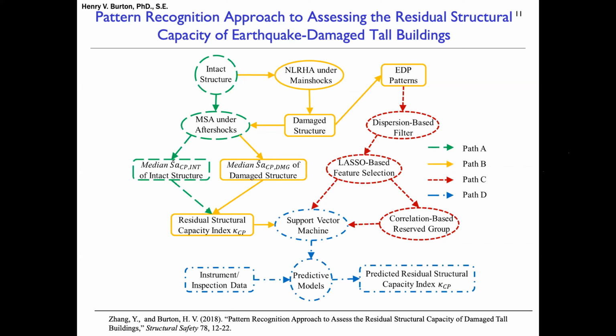And that's what this kappa represents, right? So some measure of how much the capacity is reduced. Again, the green is where we evaluate the performance of the intact building. The lower part of the yellow is where we evaluate the performance of the damaged building. That feeds into what we're calling a residual structural capacity index. Again, that's our response variable.